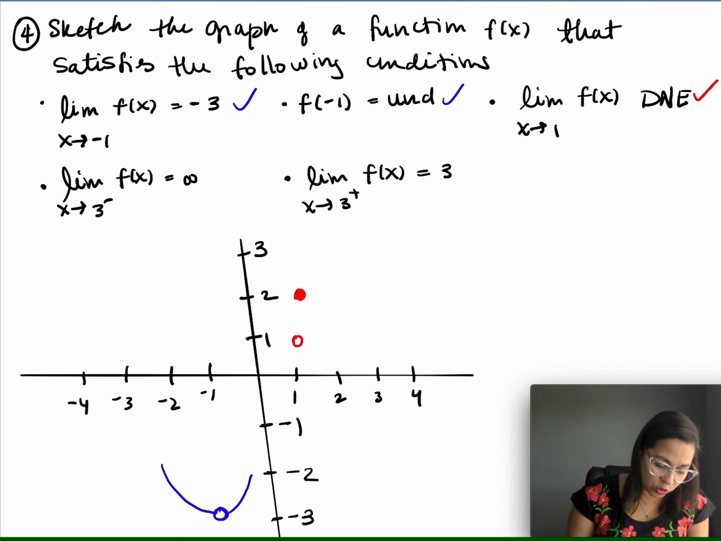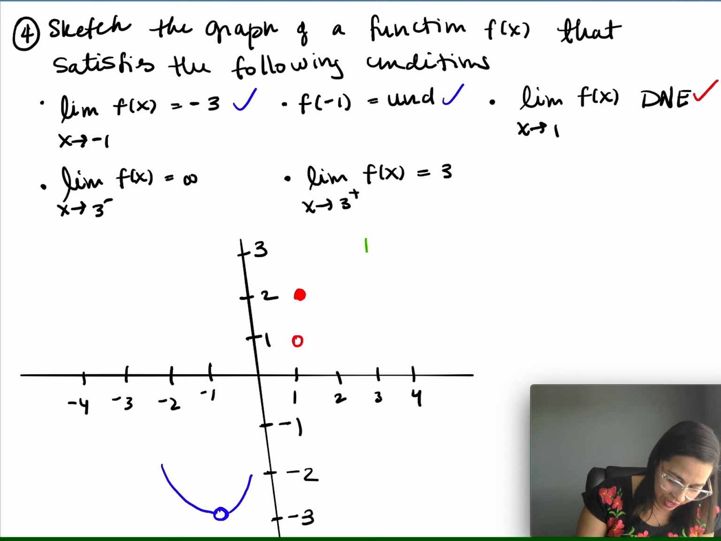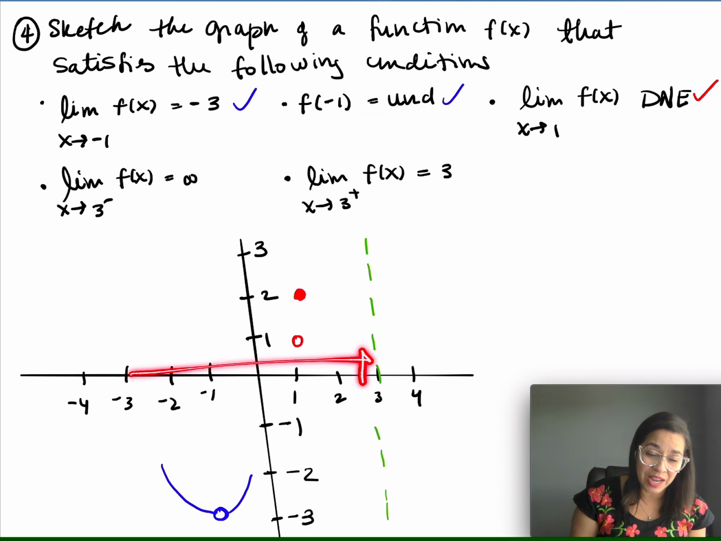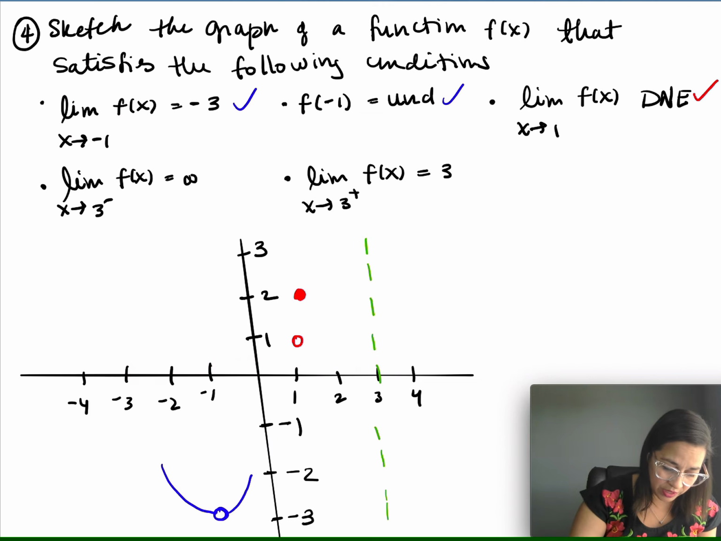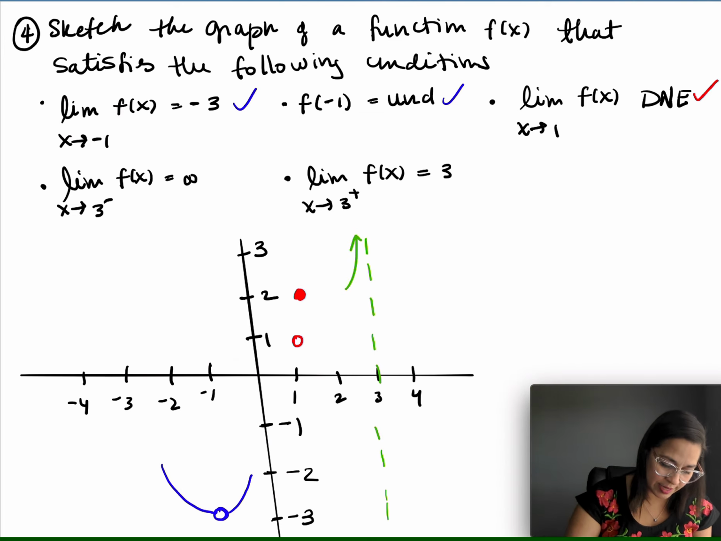Now the limit as x approaches 3 from the left is equal to infinity. We go back to having a vertical asymptote. Whenever we have positive or negative infinity, that's a vertical asymptote. So I'm going to draw it here. And I'm trying to get to 3 from the left, and it blows up and goes to infinity. So here we go. Try to get there, but you go to infinity. So that takes care of this one.